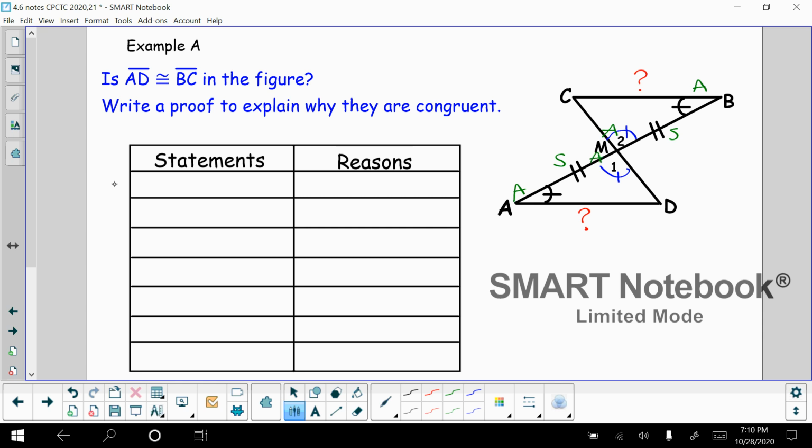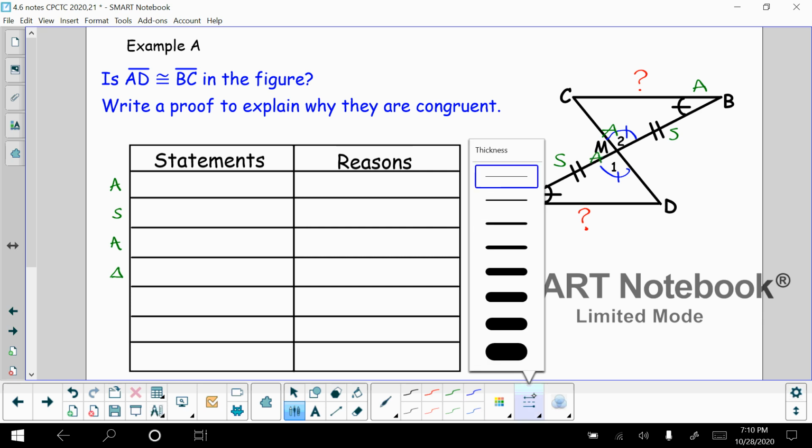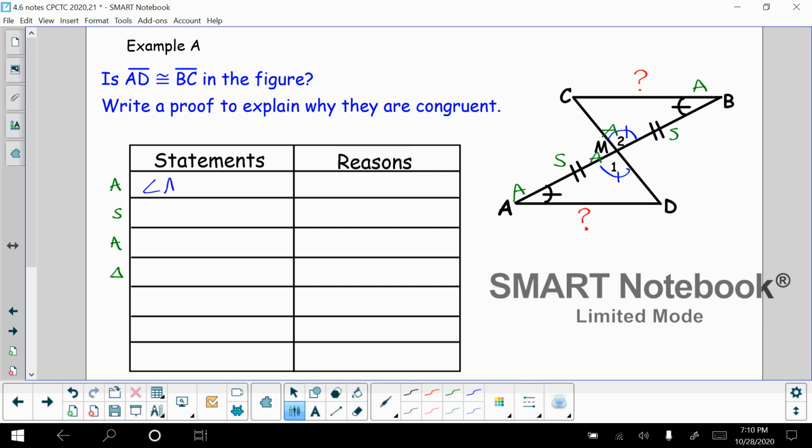And sometimes it's good to write down the order that you want. So you want to write down the angles first, the side second, and the angles third. And then we write the triangles, just like we talked about in section 4.4 and 4.5. Okay, so let's list, it doesn't matter which angles you list first. So I'm going to list my angle A congruent to my angle B. Okay, and that is given because they marked it for us.